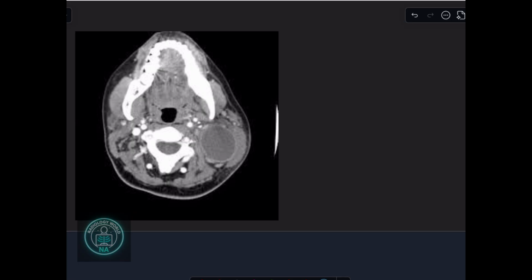Let's move towards our next spotter image. You can see that there is a very well defined cystic lesion. Where is it present? It is present near the angle of the mandible, and it is also located anterior to the sternocleidomastoid. This is the sternocleidomastoid.